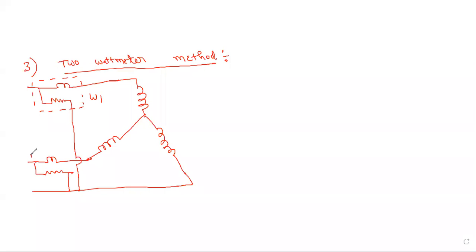So this is W1 and this one is W2, the MLCV. Okay, R phase, Y phase, and B phase. This is the impedance of R, impedance of B, impedance of Y. Okay. So what is the value of W1 here? W1 plus W2.